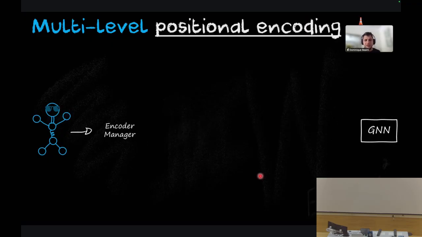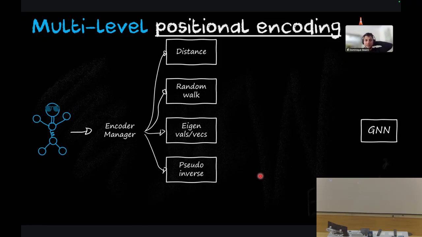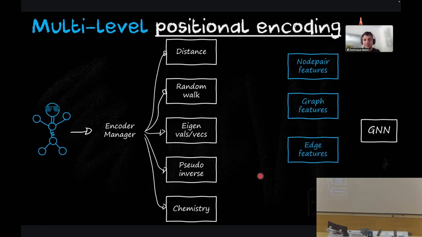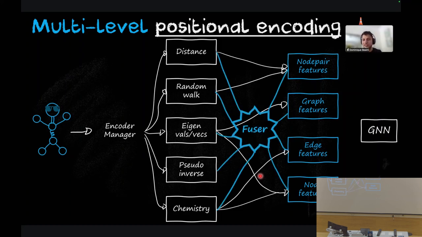Before the graph neural network, we also built an encoder manager to build different kinds of positional encoding. I talked a bit about these: random walks, eigenvectors, pseudo-inverse, for example, distances. Then we used a way to project each of these into different kinds of edge representation, graph-level representation, and node-level representation, to build an expressive representation of the graphs, the nodes, and the edges to be able to train the network.